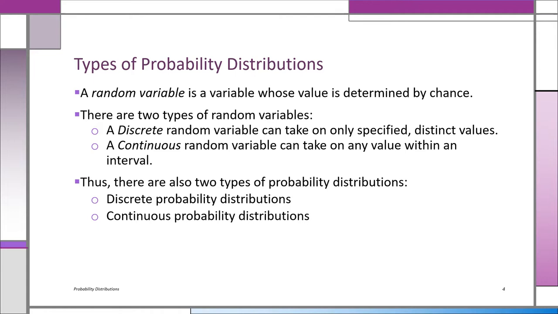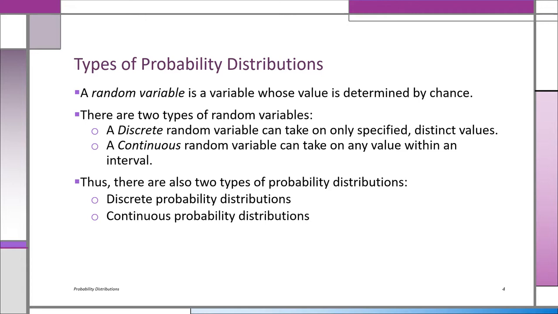There are two types of probability distributions depending on the type of the random variable that you're studying. The random variable, remember, is the variable whose value is determined by chance. It's the outcome of a stochastic process, of a random process. The random variable, as we saw in the previous slide, can be either a discrete random variable or a continuous random variable. For a discrete random variable, we would use a discrete probability distribution. And for a continuous random variable, we would use a continuous probability distribution.